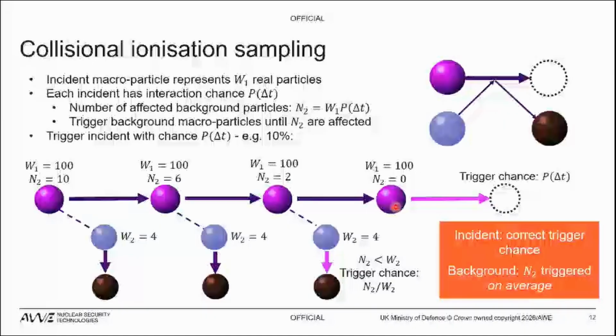Oh yeah, and after we do this, we can just trigger the chance of that electron losing energy because of it being transferred to bound electrons. And this creates the right energy loss on average, and it creates the right number of ionized particles on average.